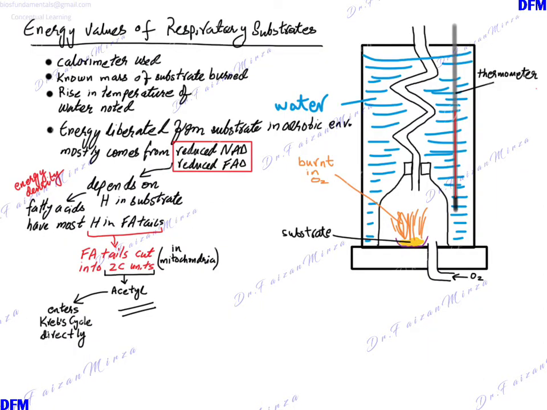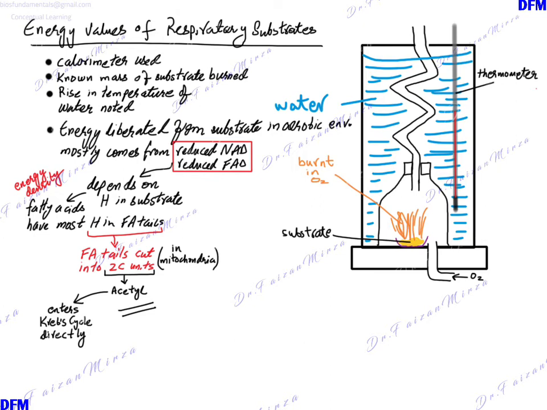How can the energy values of the respiratory substrates be calculated? They can be calculated using a calorimeter. A calorimeter has water in it, and a unit mass of a substrate is burnt in the presence of oxygen. The initial temperature of the water is noted, and once the unit mass of the substrate is burnt in oxygen, the final temperature of the water is noted again. Using Q = mcΔT, the amount of energy liberated can be calculated.